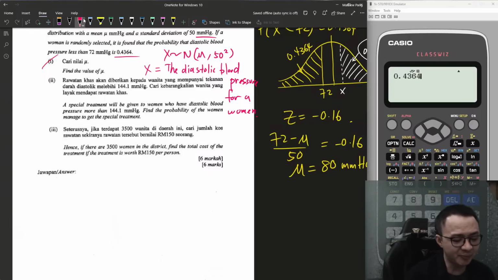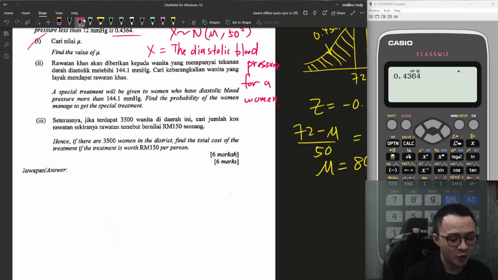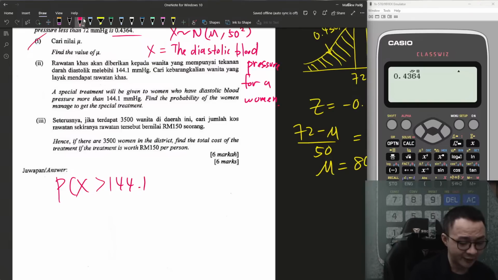Okay, a special treatment will be given to a woman who has diastolic blood pressure more than 144.1. So the blood pressure is more than 144.1. Find the probability of the woman managing to get the special treatment. Alright, so let's do it.